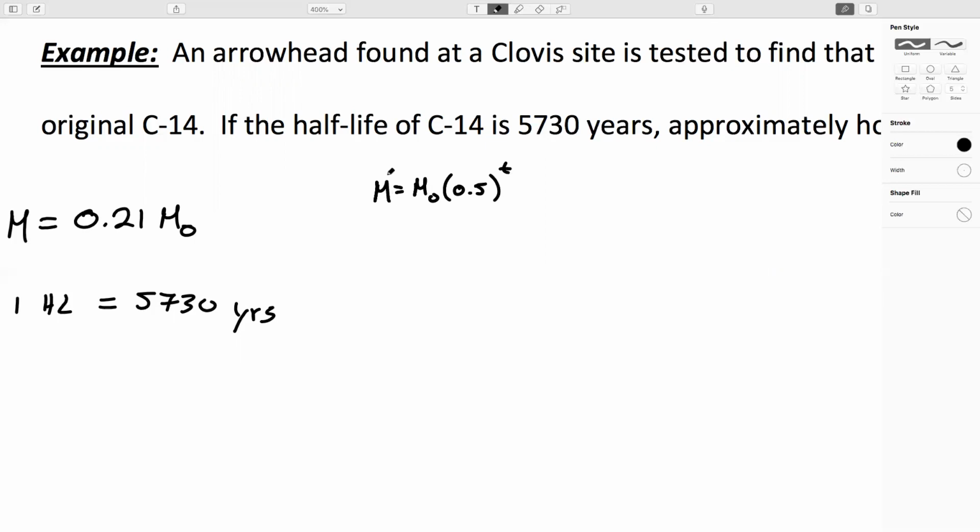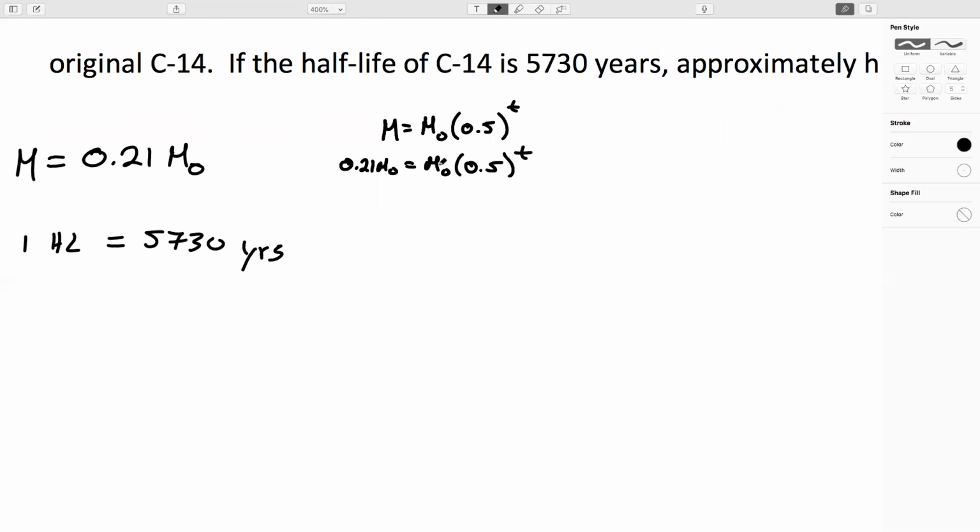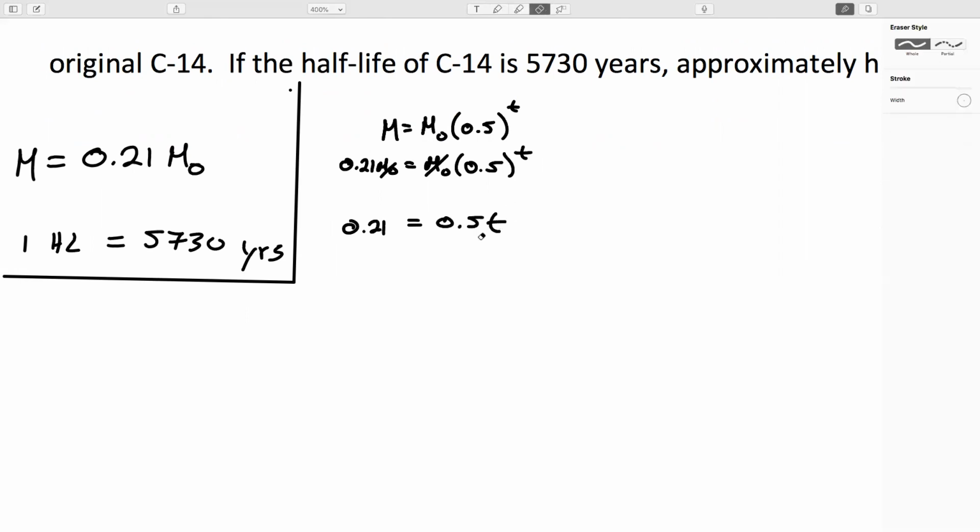We know m is 0.21 of your initial amount, so 0.21 m naught equals m naught times 0.5 to the power t. And we can do a little bit more rearranging here before we take any logarithms. I'm going to divide both sides by m naught. So we get 0.21 equals 0.5 to the power t.